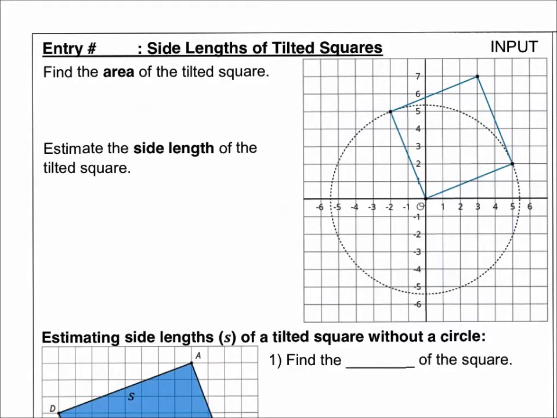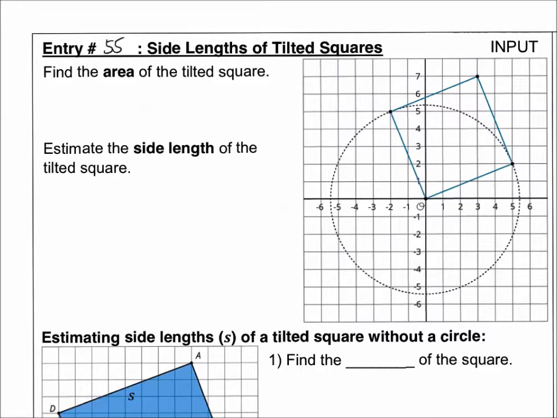Today we'll be using what we learned yesterday about areas of squares to help us find side lengths of tilted squares. This is going to be entry 55 in your notebook, so please make sure that you've set up the inputs accordingly and outputs accordingly on the right side.